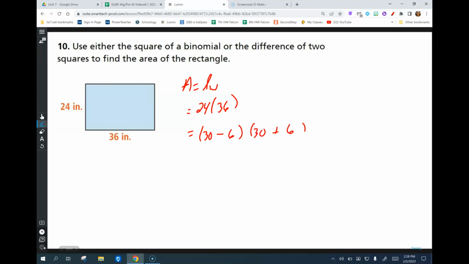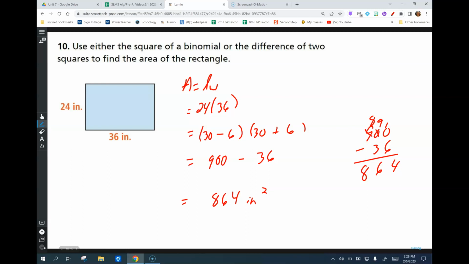So this is great. However, it limits you as to what you can actually put in for numbers. So square the first term, 900, minus square the last term. So I'm going to subtract. In our day now where everybody has a calculator, this is not as cool. But in its time, I'm sure it was. I don't even remember learning this, but it's cool. So 864 inches squared. Good.